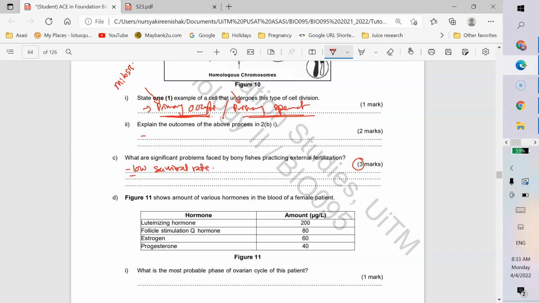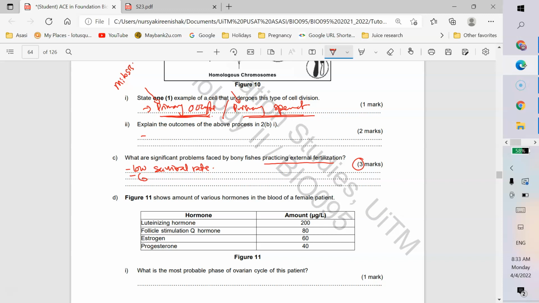Okay. So if you look at the question, what are significant problems faced by bony fishes practicing external fertilization? Your first point was low survival rate. Boleh kembang untuk point yang seterusnya. Low survival rate because the gametes are lost in the water, for example. Kenapa lost in the water? Maybe the sperm is released first into the water, so sperm is able to swim, so it is also carried by the water current. So the gametes are lost in the water. Second, gametes are eaten by predators.